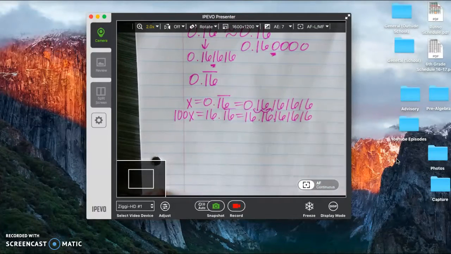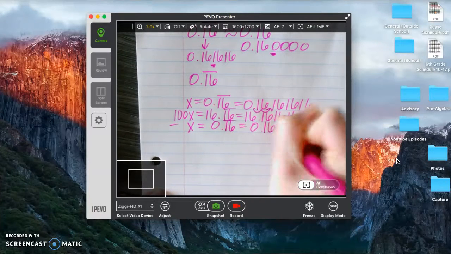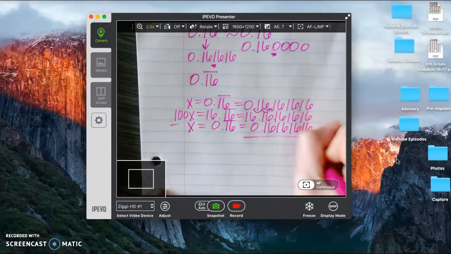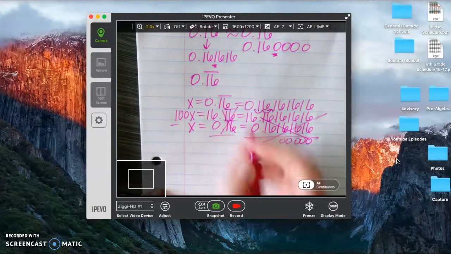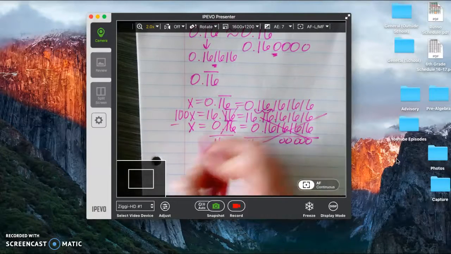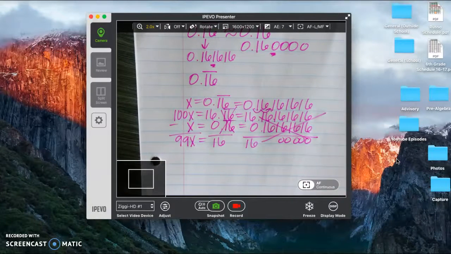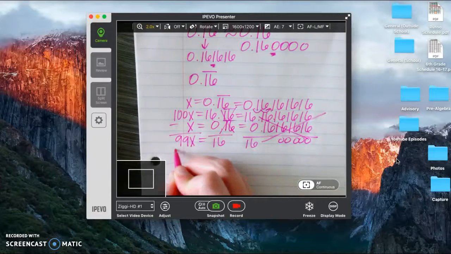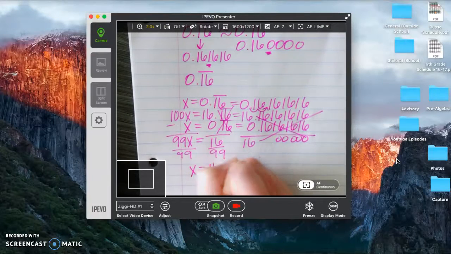So then to get rid of the repeating parts, I can subtract 100x minus x. So I line up the decimal place correctly, and all of these 16s are going to cancel out and make 0. 16 minus 0 is 16. Same here, the repeating part is going to cancel out, and I will be left with 16. And then I will do 100x minus x, which is 99x. So 99x equals 16. So then to get x by itself, I'm going to divide both sides by 99. x equals 16 over 99.